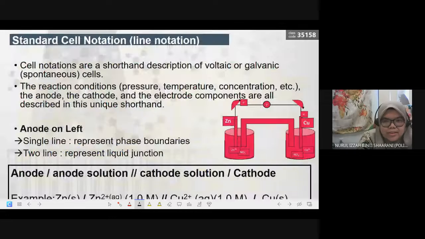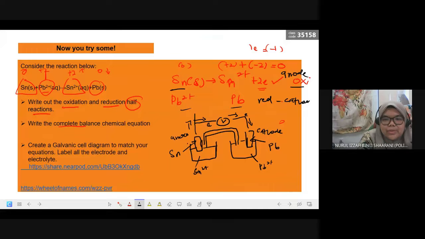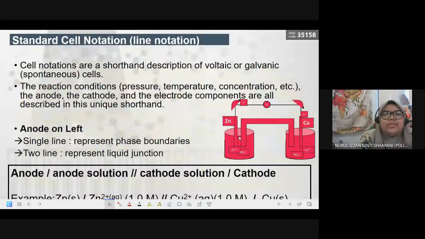Okay, so the standard cell notation. For the standard cell notation, tadi saya beria-ria lukis ni. Kita tengok pula macam mana kita nak ringkaskan daripada gambar rajah ni. We actually can make it simpler, ataupun kita boleh menterjemahkan this galvanic cell diagram into a notation ataupun dalam penulisan lah. So we use the standard cell notation ataupun line notation kita panggil.